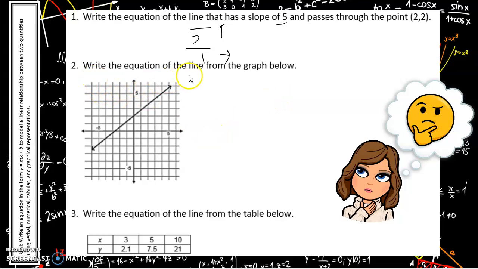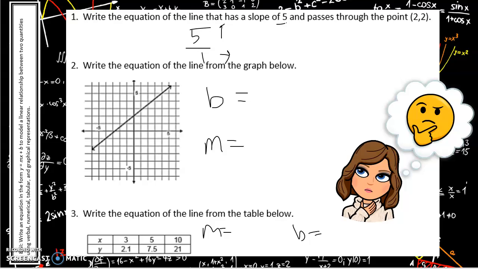The next one, write an equation of the line from the graph below. So I need two things. I need my y-intercept and I need my slope. You have to find those two things and then put them in the equation. Okay. Write the equation of the line from the table below. So same thing. We want our slope and our y-intercept. We have to find these and put them in the equation. And this one is tricky because it doesn't have the y-intercept readily available there. You have to go back and find it. So go ahead and push pause.